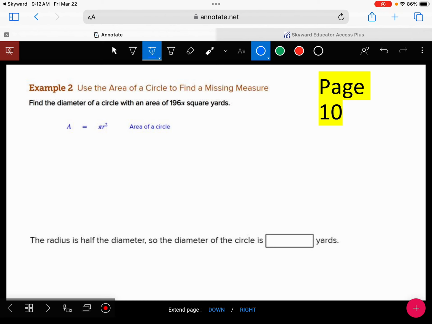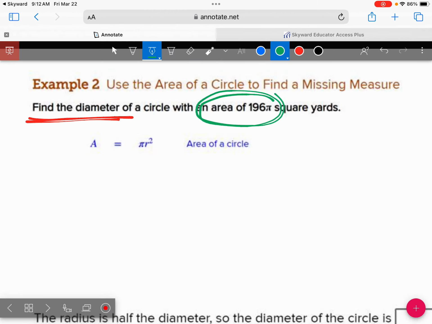All right, so now let's go backwards. Let's go to page 10. So what this is telling us to do is find the diameter, and they gave us the area. Okay, so the area is 196 pi. And the first thing we have to do is find the radius. So you're going to substitute that 196 pi in place of area.